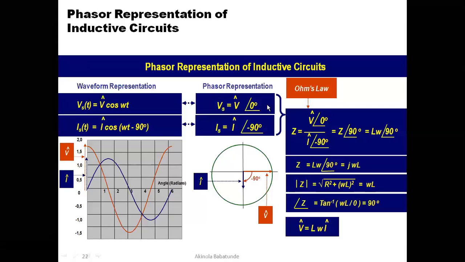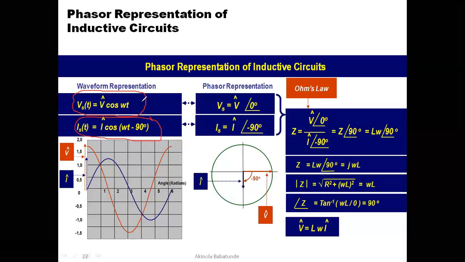Again, to demystify what we just explained for an inductive circuit, v_s is going to be equal to V cos WT, the waveform representation for our voltage in an inductive circuit. i_s is going to be equal to I cos(WT minus 90), our waveform representation for the current in an inductive circuit.